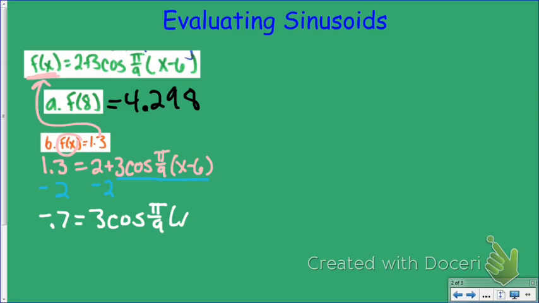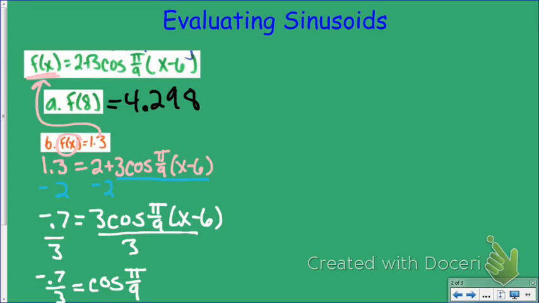So my next step, in order to get x by itself, I need to get this entire cosine function by itself. So what that means is I need to divide everything by 3. Now, in order to get a really exact answer, I'm going to leave it as negative 0.7 over 3 for right now, because we are going to use a calculator for this.